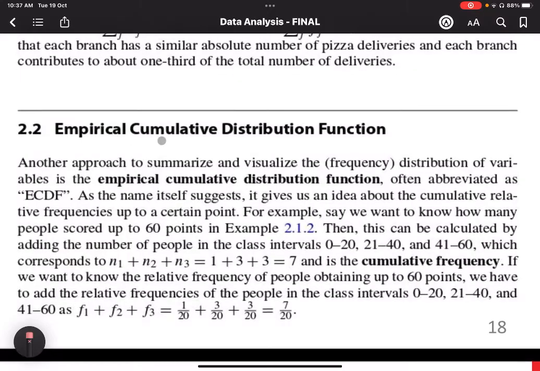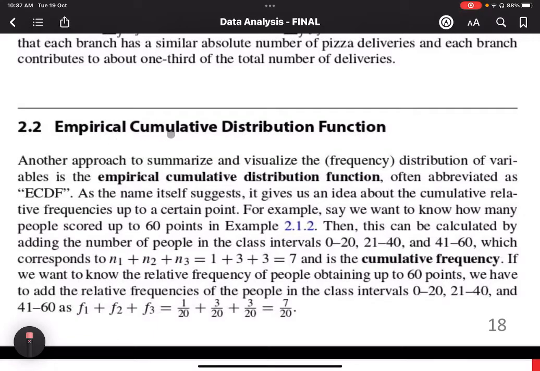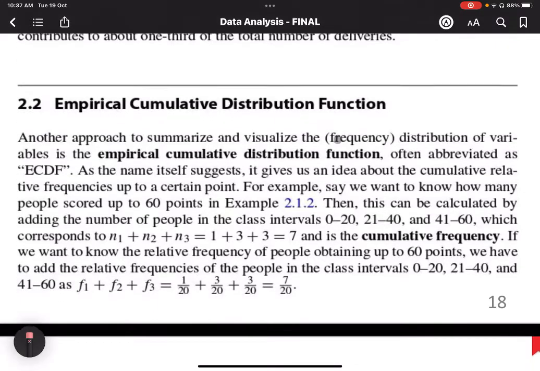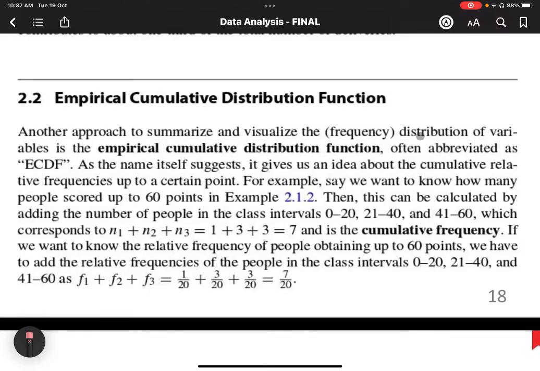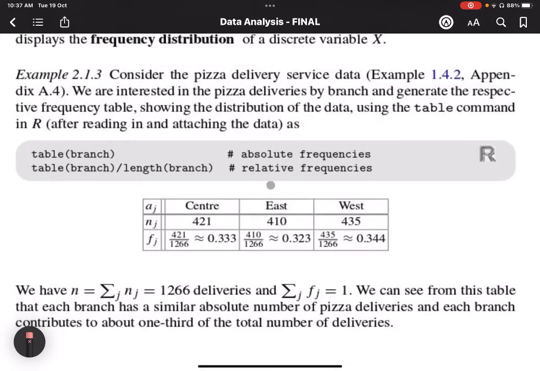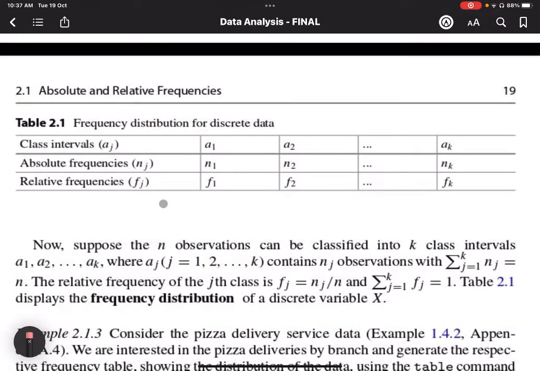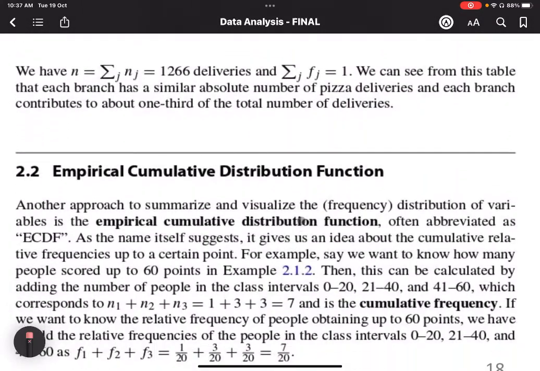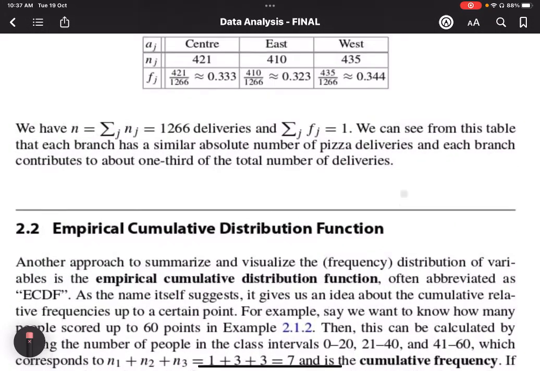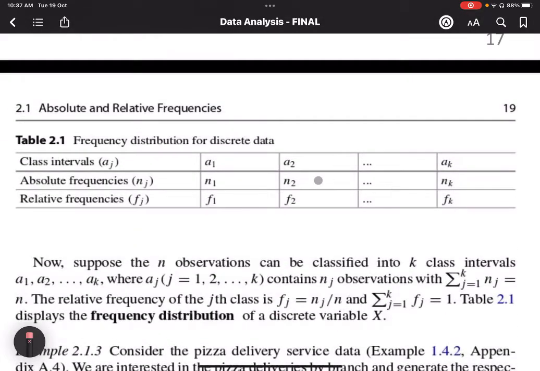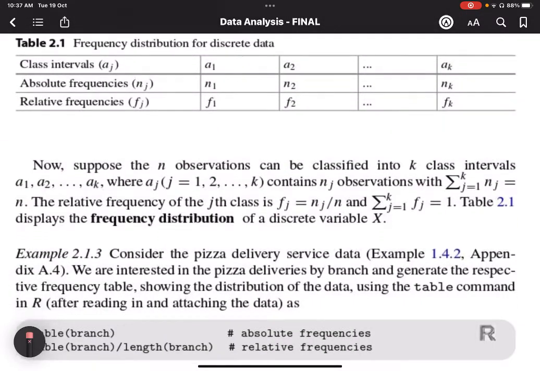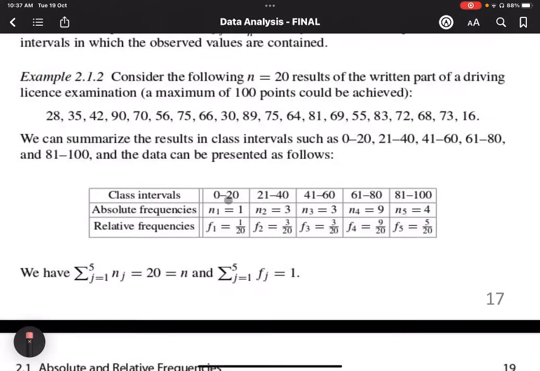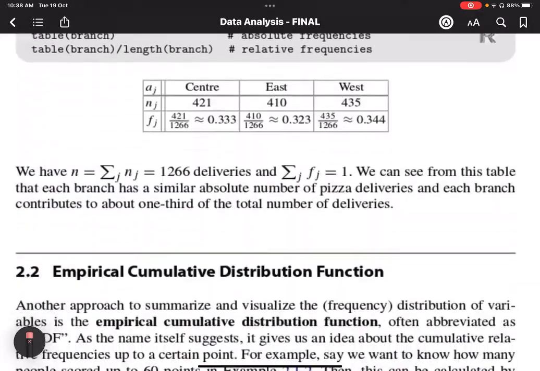We go now with our last topic, the empirical cumulative distribution function. So this is another approach to summarize and visualize the frequency distribution. Again, yung frequency distribution pertains to a table, the resulting table of our data with regards to absolute and relative frequencies. Yun ang sinasabing frequency distribution. Also, it refers to the groupings or the categories we made, like here. These are the categories, okay? Group data.